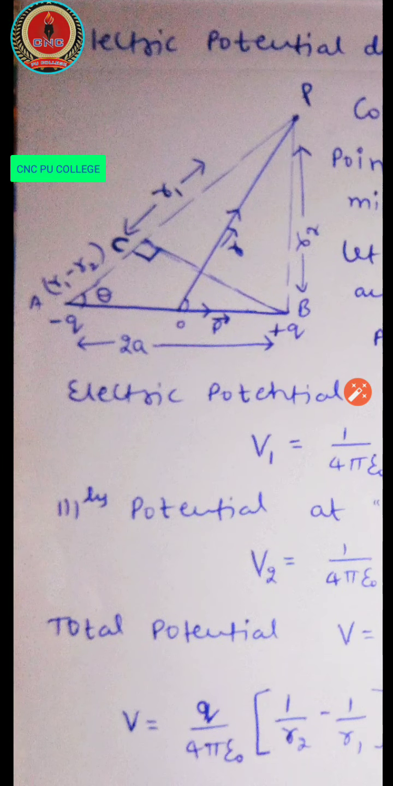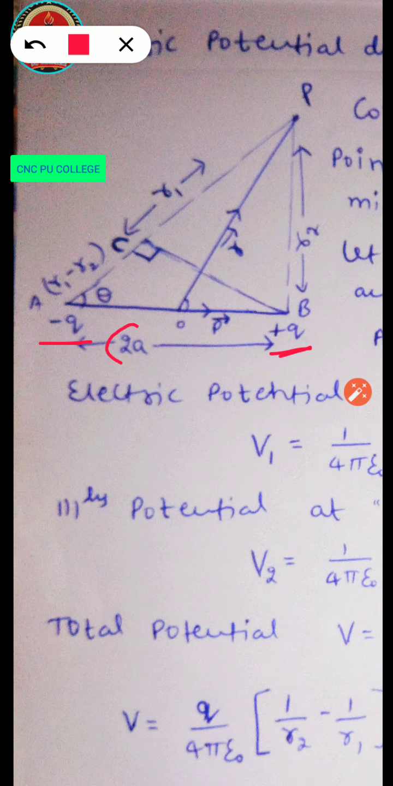Clearly we can say in the diagram we have an electric dipole because we have two charges. Here we have the negative charge minus Q, here we have the positive charge, and the separation between them is 2A. And here we have the dipole moment, which is directed from negative to positive charge. For this dipole having dipole moment P and separation 2A, we have to find the electric potential at some common point P.